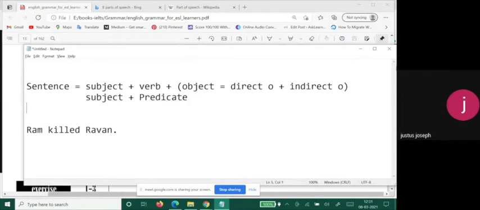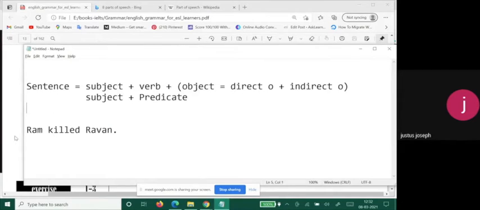Then why are we writing it separately? Here the object will have a few changes. That is why we are keeping it as a separate category altogether. For now, for ease of understanding, just understand predicate is nothing but a verb and an object. It is classified differently because the object can be a little complicated.